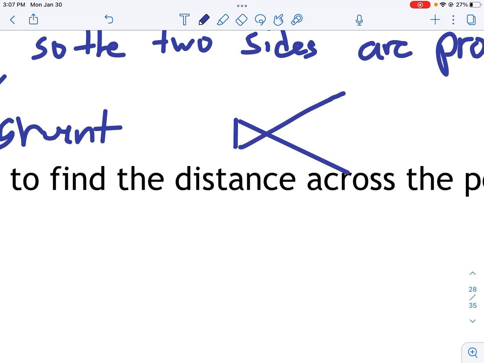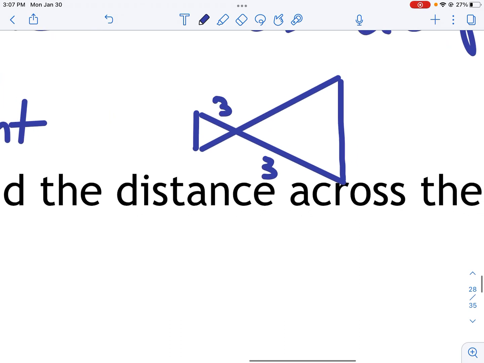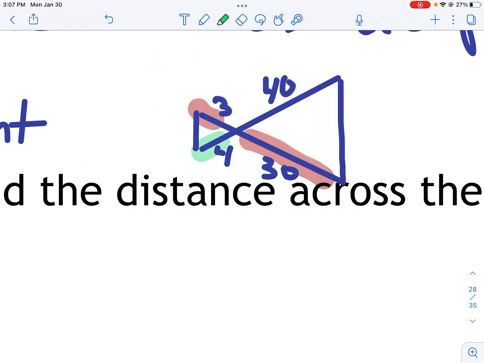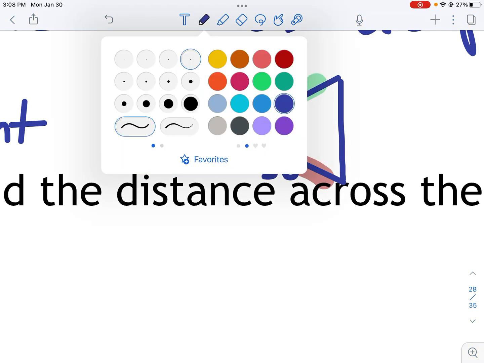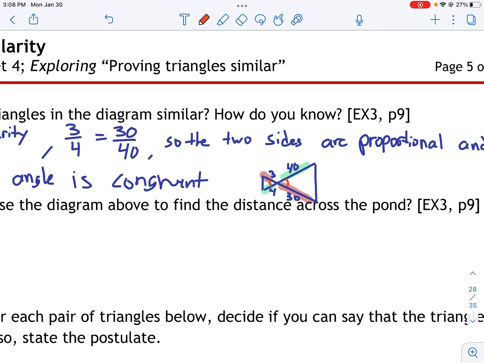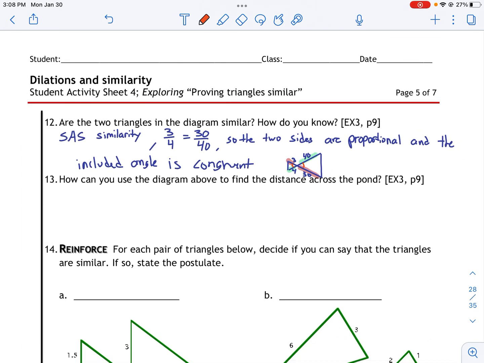If you guys want to see the small picture, this is what we're talking about. I'm just making it a little bit bigger so that way you guys can see it. We had 3, 30, 4, 40. We know that this side is proportional to this side. We know that this side is proportional to this side. And we can also say through vertical angles that this angle is congruent to that angle. So there's a small little picture showing side, angle, side.